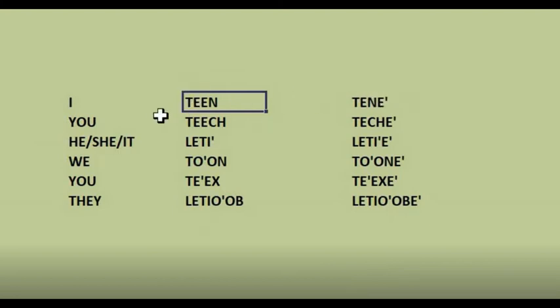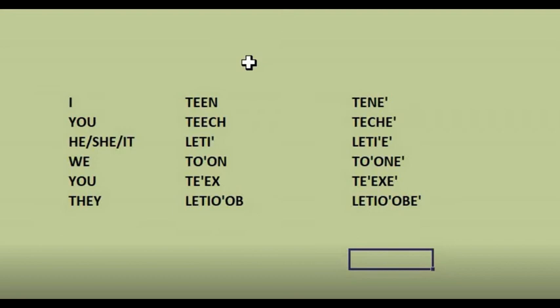Here there is a subtle difference in some of them. For instance, the pronouns that have two letters, long vowel, it tends to drop one of the vowels, okay? So we have ten, but we have tene. We have tech, but we have teche. Here is the same, leti, letie, toon, toone, teesh, teeshe, letiop, letiobe. Okay? But in these cases, you can hear a subtle difference, okay?